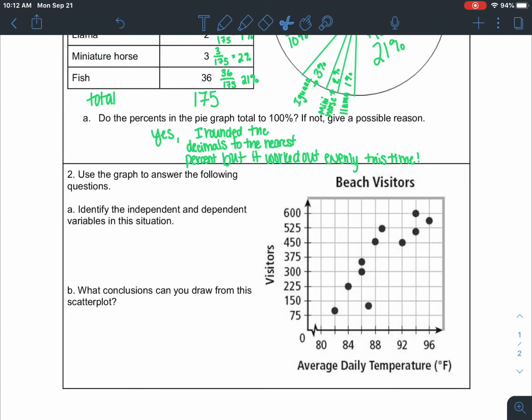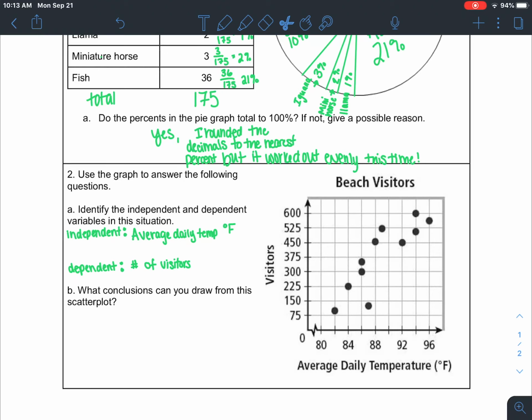And independent variable is always your x-axis, or the thing that's happening first without anything affecting it, which happens to be the average daily temperature. So average daily temperature is independent. Nothing is affecting the temperature. Visitors are not affecting the temperature. Dependent is the number of visitors because they rely on the temperature.